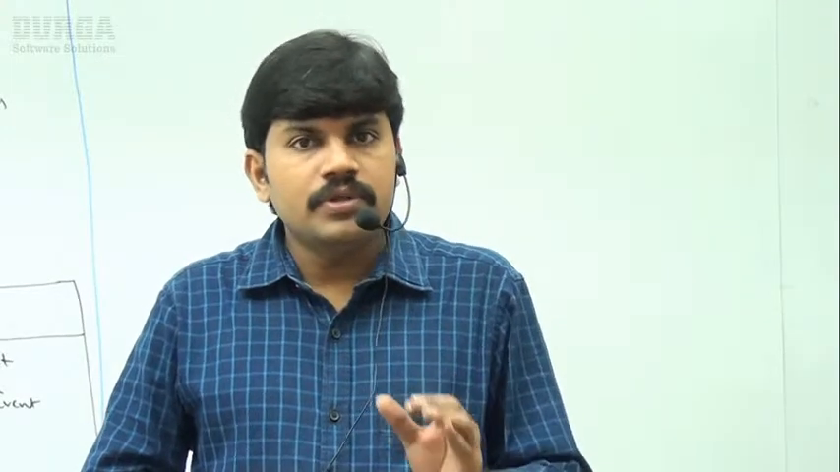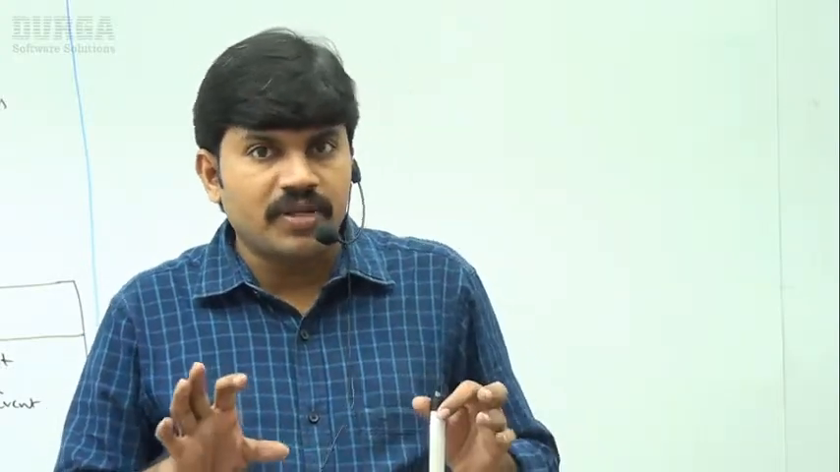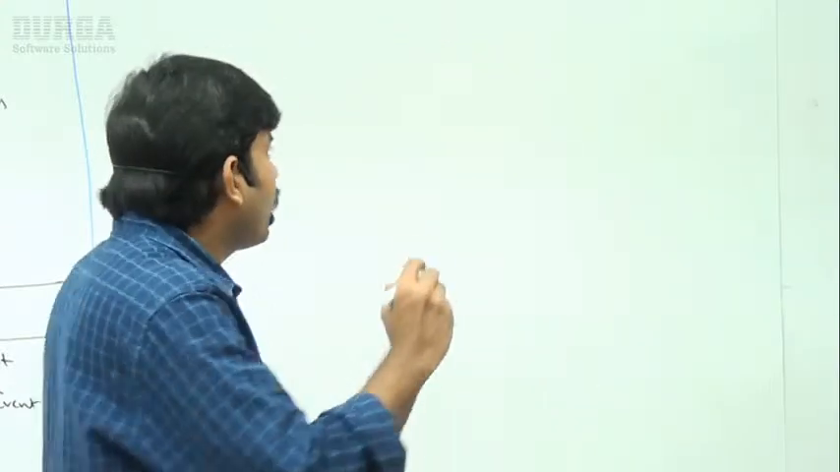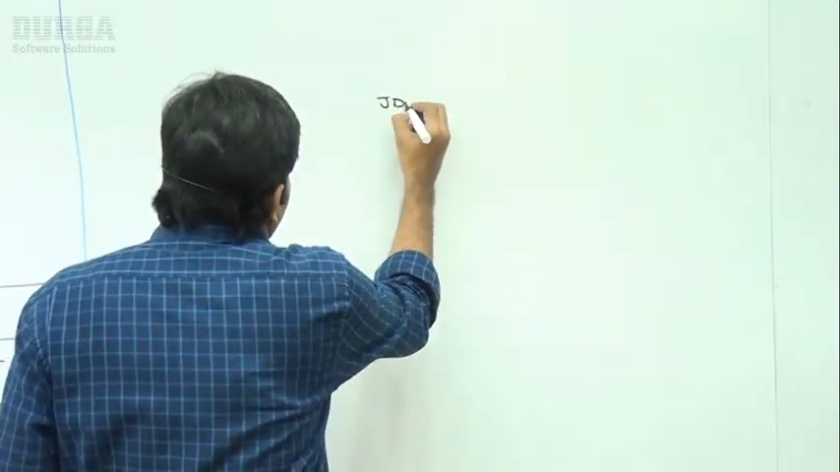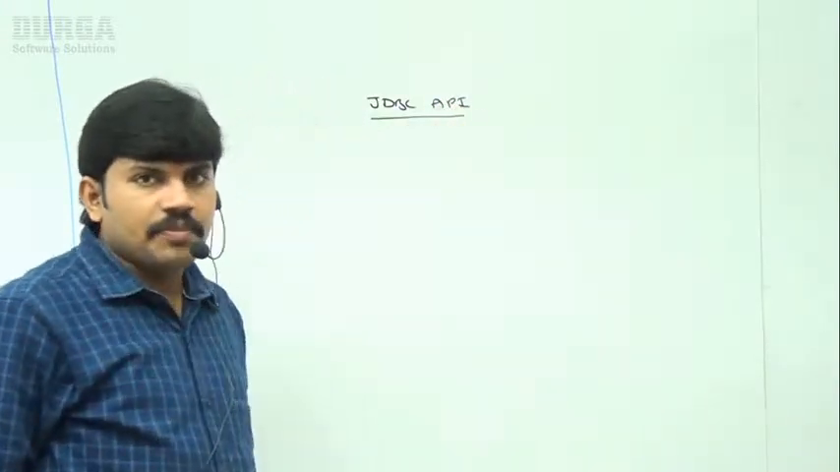So, hi friends. In the last videos we covered how Java is database independent, how Java is platform independent, and the architecture of JDBC. We covered up to JDBC architecture, right? But now I will explain what the JDBC API is.